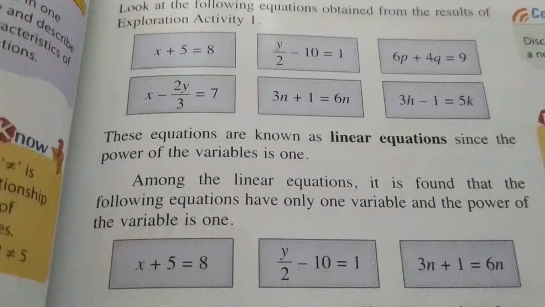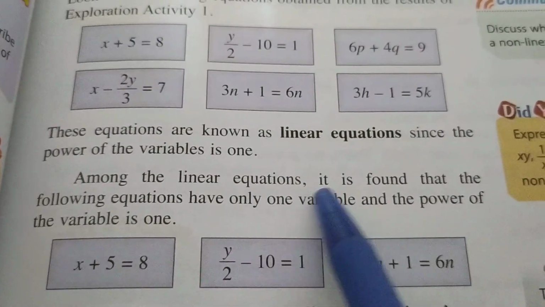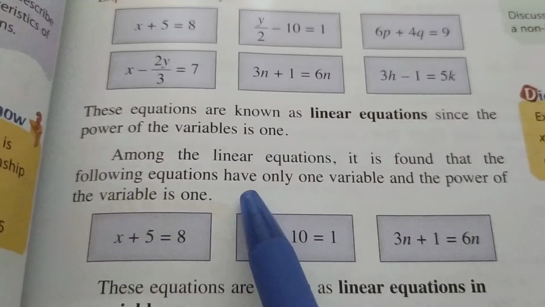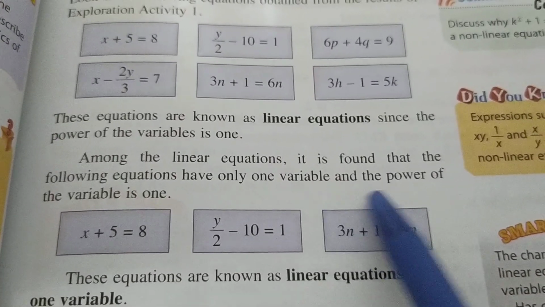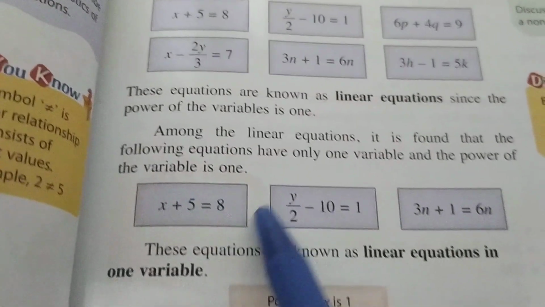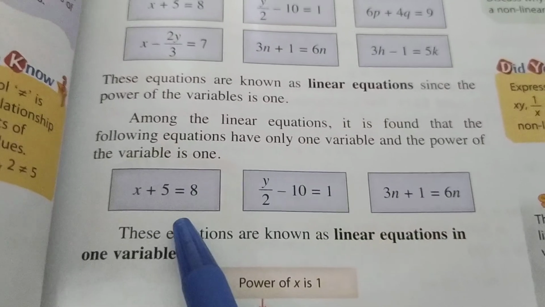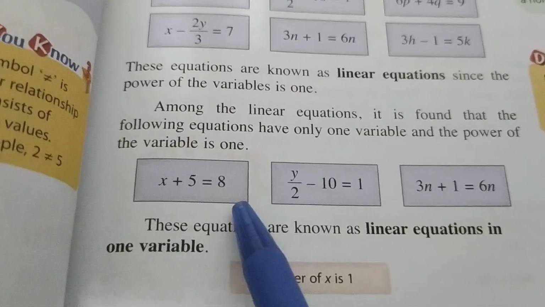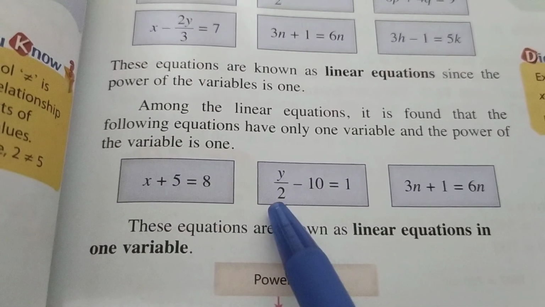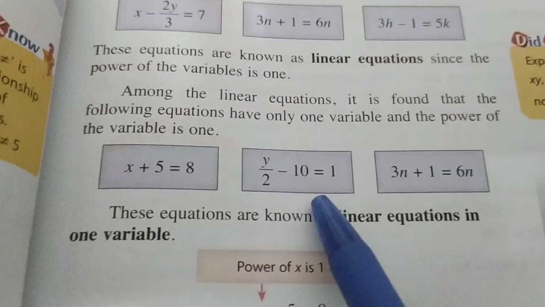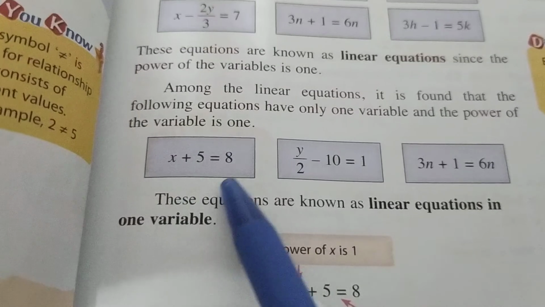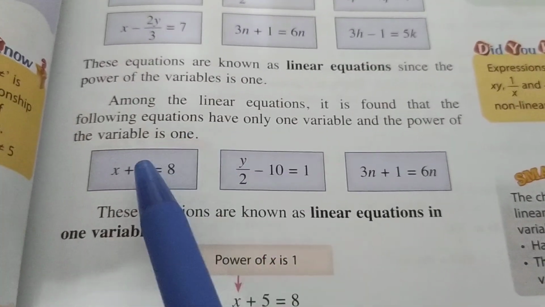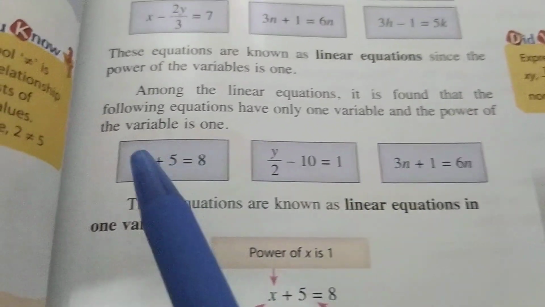Okay. So amongst the linear equations, it is found that the following equations have only one variable, and the power of the variable is 1. So we have three equations here: x plus y equal to 8, y divided by 2 minus 10 equal to 1, 3n plus 1 equal to 6n. So please observe these three equations here.